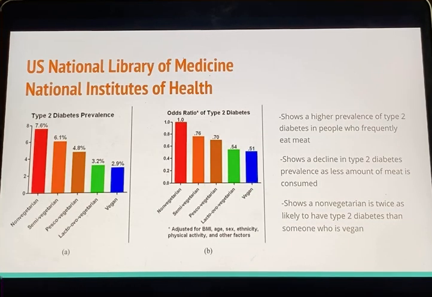U.S. National Library of Medicine and National Institutes of Health. They conducted a study showing a higher prevalence of type 2 diabetes in people who frequently eat meat. It shows a decline in type 2 diabetes prevalence as less amount of meat is consumed, and shows a non-vegetarian is twice as likely to have type 2 diabetes than someone who is vegan.